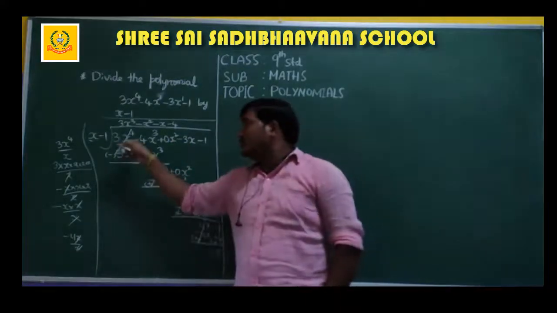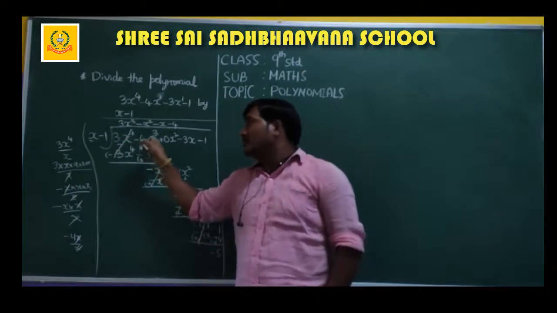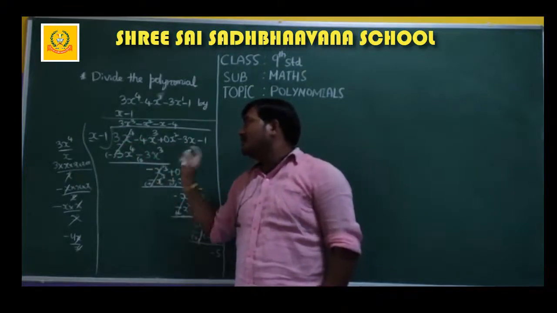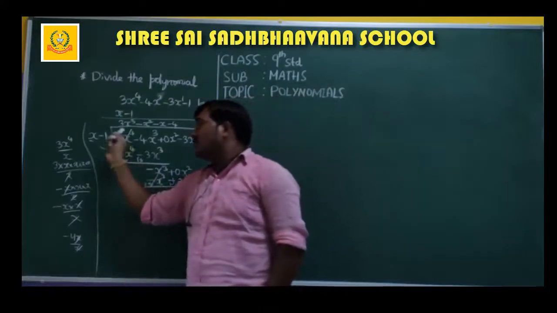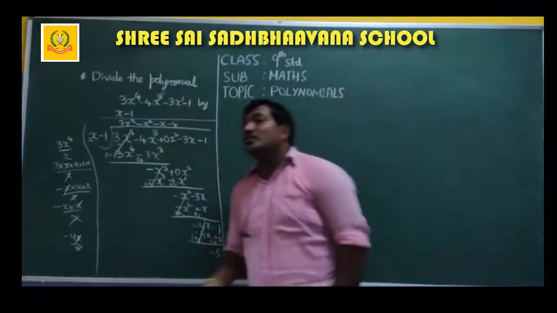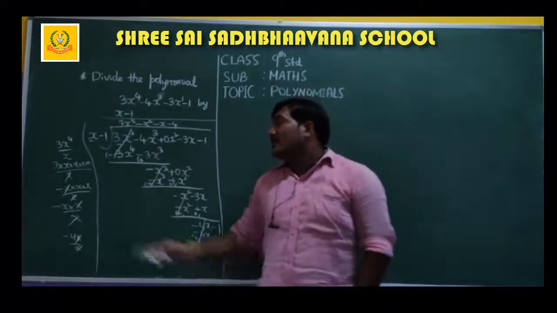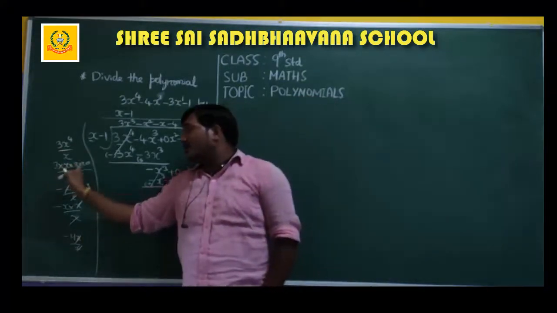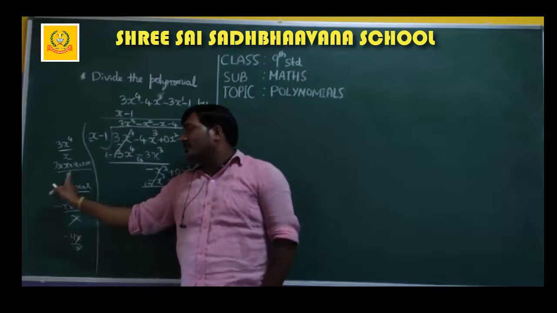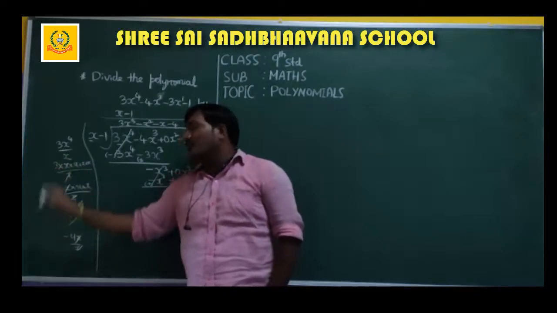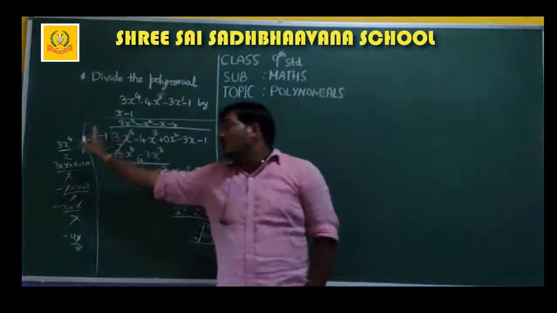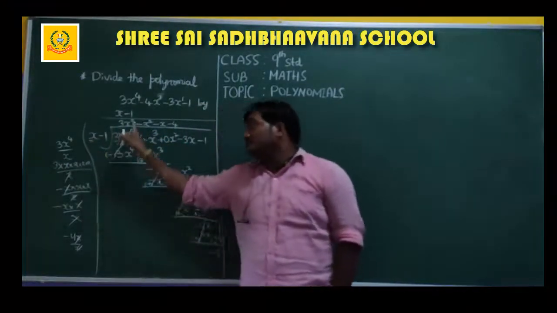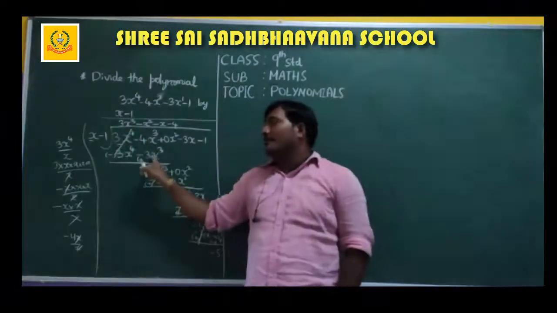So what I did, I just took 3x power 4 plus minus 4x cube plus 0x square minus 3x minus 1. Okay. Now what is the first term here? 3x power 4. What is the first term here? x. So 3x power 4 by x. x power 4 can be written as x into x into x into x divided by x. 1x and 1x will get cancelled. x into x into x is x cube. So we are left with 3x cube. So take 3x cube into x, 3x power 4. 3x cube into minus 1, minus 3x cube.